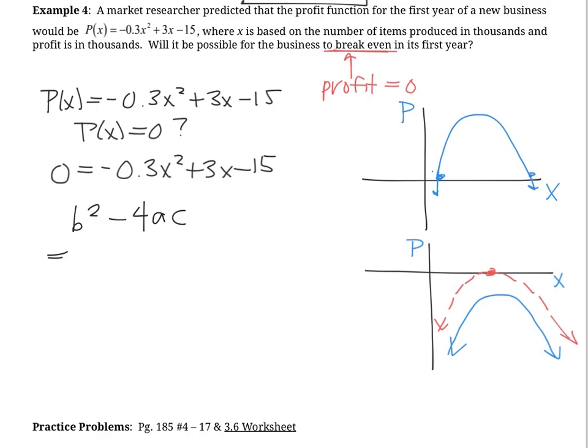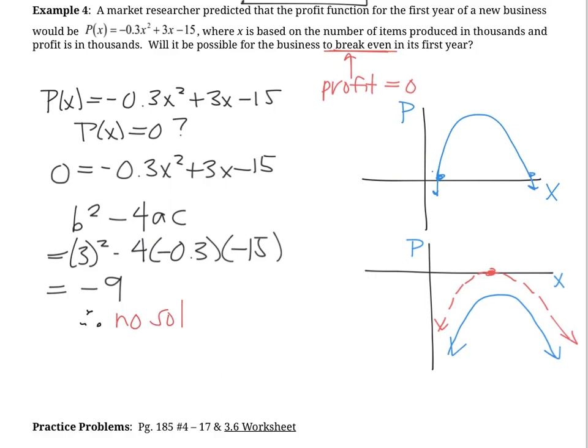Let's check. So for b, we have 3 squared minus 4, our a is negative 0.3, and our c is negative 15. And we're going to get negative 9. So we know that in our quadratic formula, we'd have a negative 9 under that square root, and it would not be possible. So therefore, there are no solutions. What does this actually mean for the question, though?